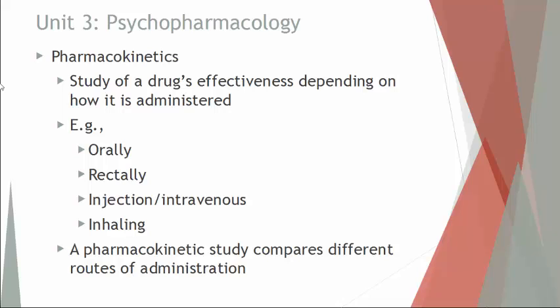And at the last bullet point here, a pharmacokinetic study will compare different routes of administration, like intravenous injections, rectally, orally, capsule or tablet or a liquid, or inhaling. And there are mathematical formulas that you can use that can track how effective these means are based on a person's drug and the means that they're taking.